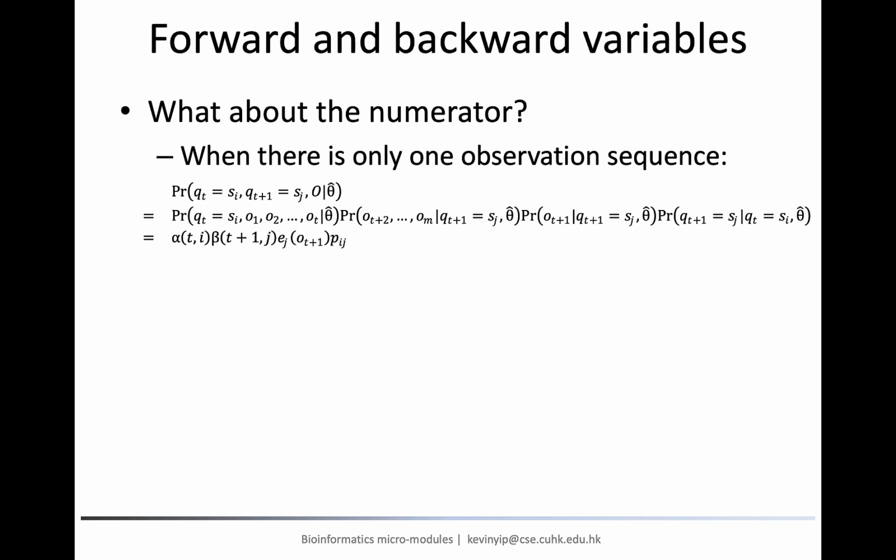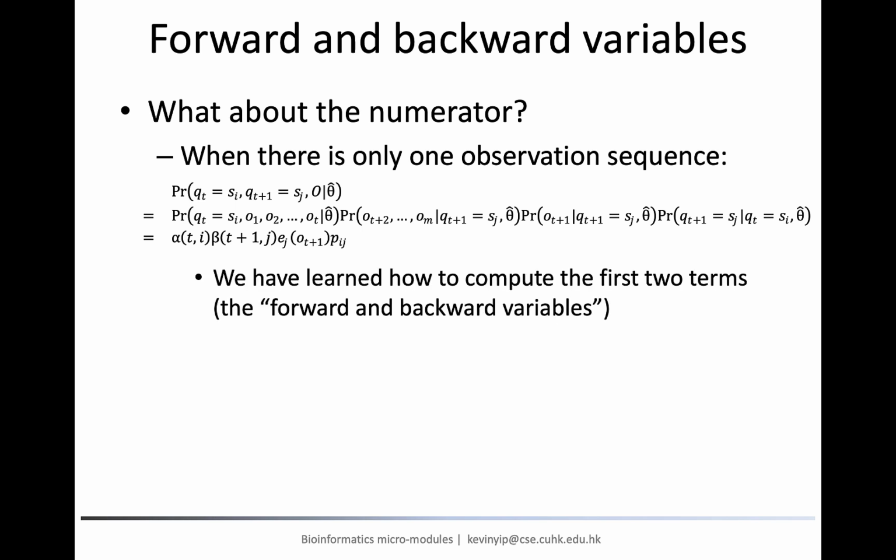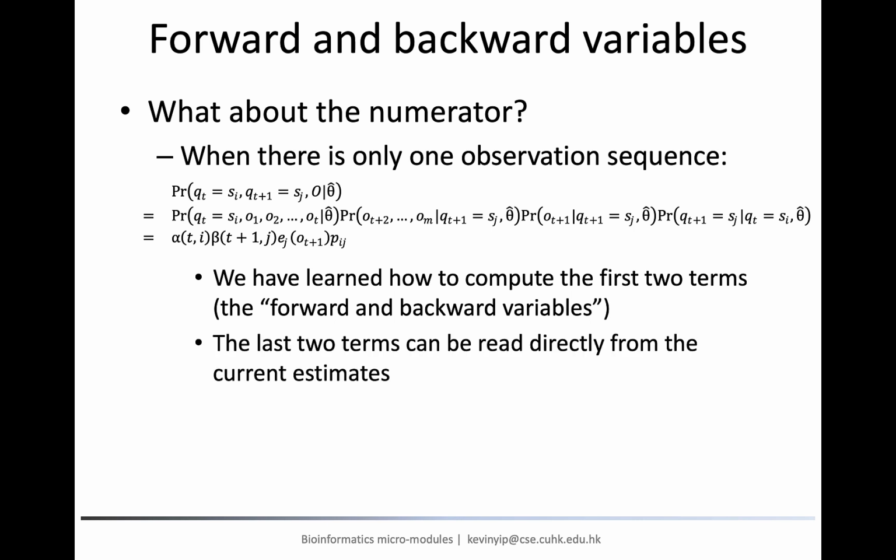What about the numerator? To simplify our discussion, suppose we only have one observation sequence. The numerator can then be re-expressed as a product of four terms, as shown here, which we will not formally prove. If you look at these four terms carefully, the first and second terms are exactly the entries in the alpha and beta tables, respectively, from the forward algorithm and the backward algorithm. The third and fourth terms are model parameters, namely an emission probability and a transition probability, the current estimates of which in the iterative procedure can be used.